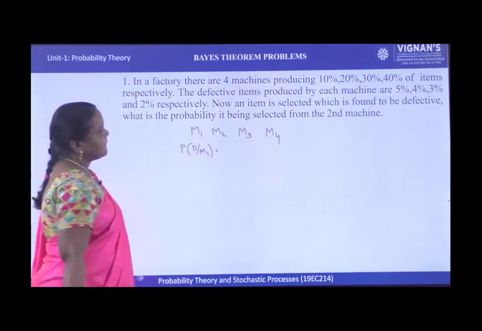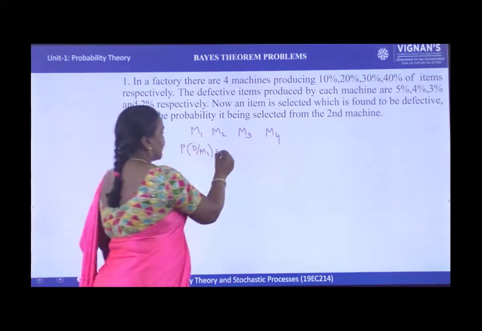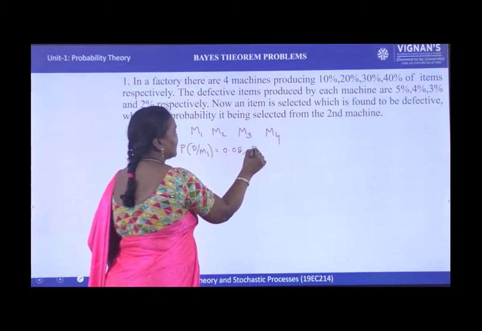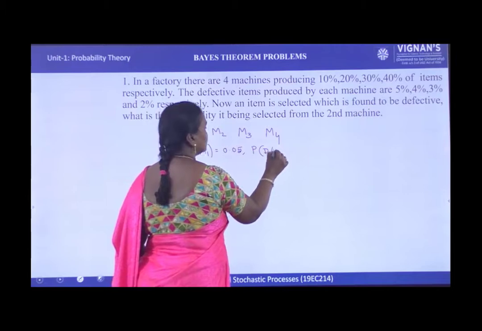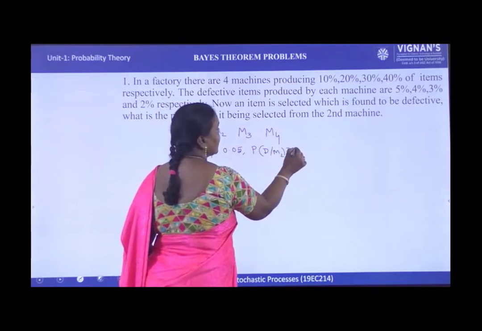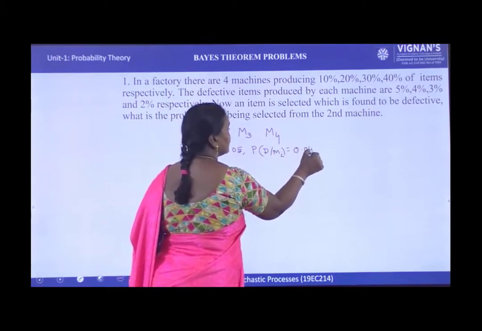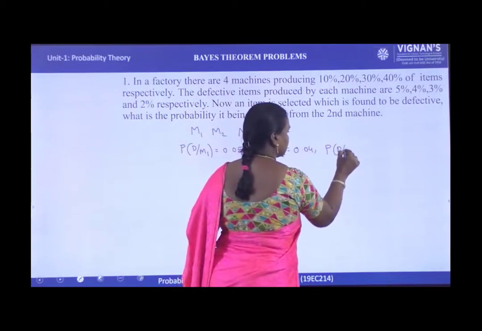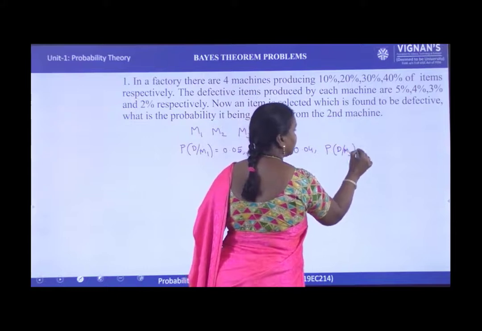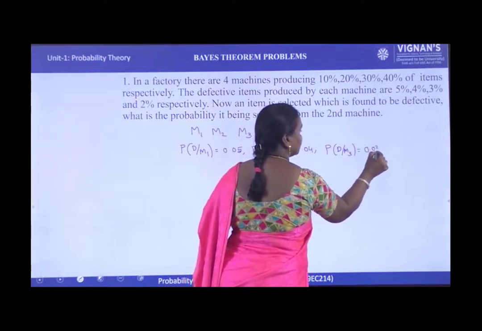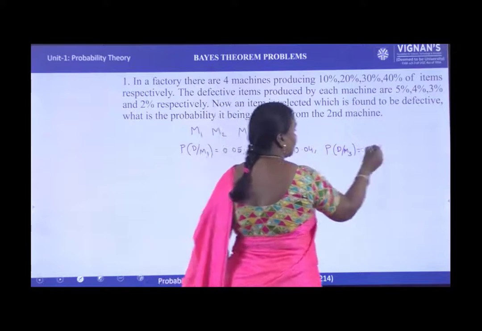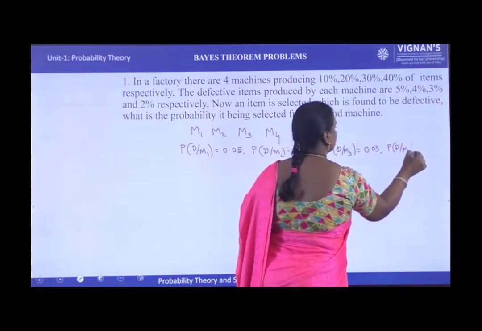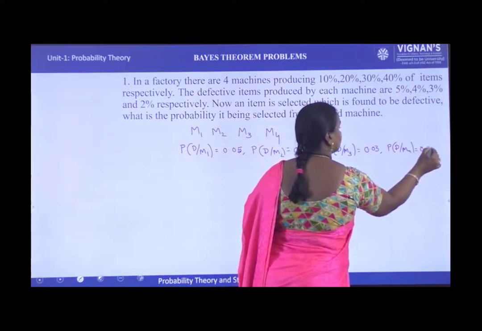It is 5%, means 0.05. And what is the defectiveness from machine 2? It is 4%, that means 0.04. And defectiveness from machine 3, it is 3%, that is 0.03. And from machine 4 defectiveness, it is 0.02.